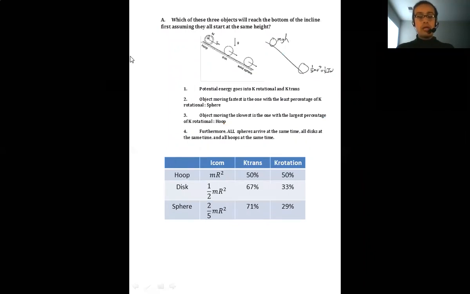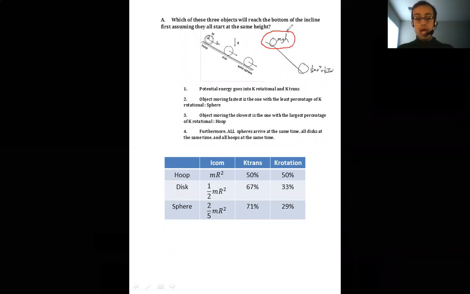All right, so let's take a look at what this means in practical terms. Let's say that we have three objects that start at the same height. We have a hoop, a disk, and a solid sphere. So what's happening is there is some quantity of potential energy given by mgh, which is converted entirely into kinetic energy, which is 1/2 mv squared plus 1/2 I omega squared. So let's say that we have that particular case going on.